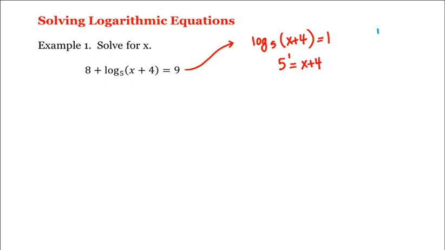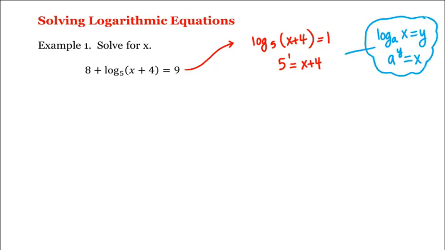Because remember that log base a of x is equal to y is equivalent to the exponential form a to the y is equal to x, which is what we used here. And now if we subtract 4 from both sides, we get that x is equal to 5 minus 4, or 1. Now, in solving logarithmic equations, it's very important for us to check our answers.